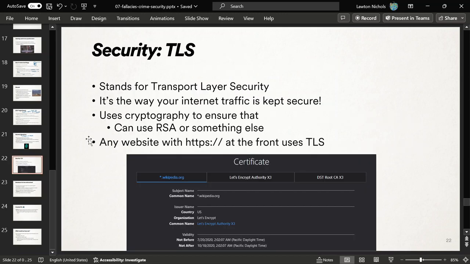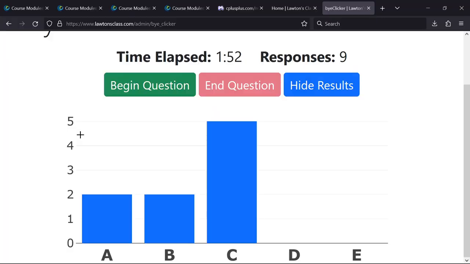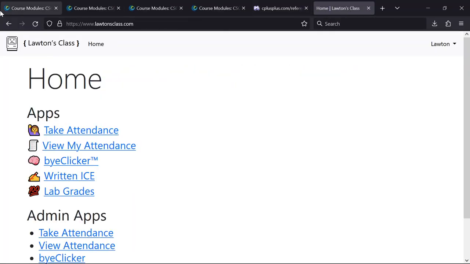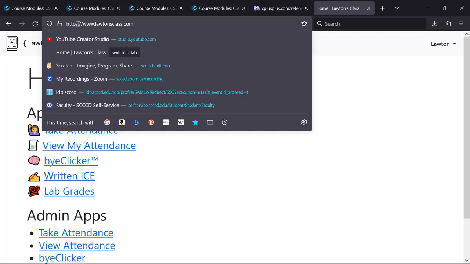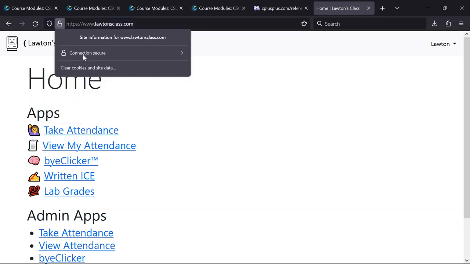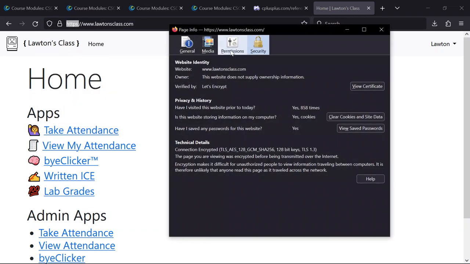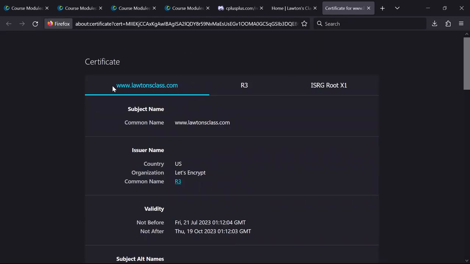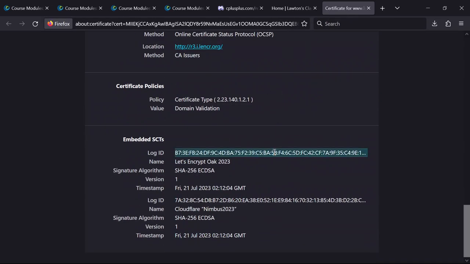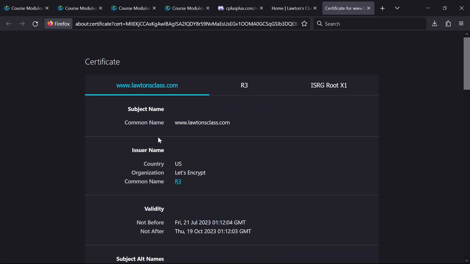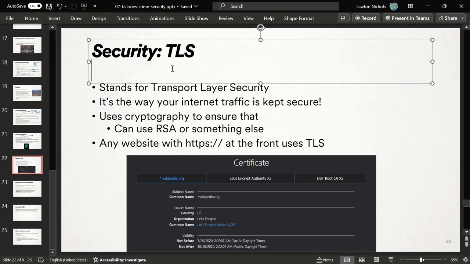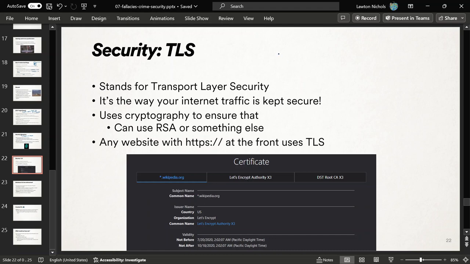Let's see. I talked to you a little bit about this before. You have security on the internet in terms of the way that you connect to websites. Every website that you go to these days is HTTPS, right? There's always this little lock icon. It says connection secure. And then why? You can view the certificate that this website, like my class website, is showing, and why we trust it. That's called TLS, Transport Layer Security. It's the S in HTTPS.